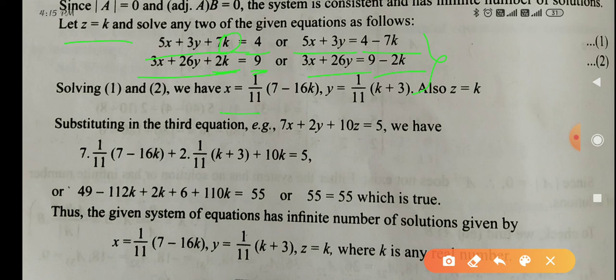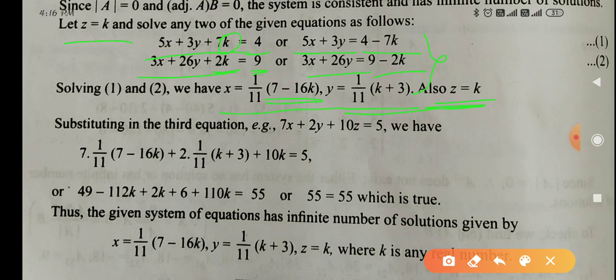After solving, x comes out by the elimination method; you can solve by the elimination method or the substitution method. x equals 1 upon 11 into (7 minus 16k), y equals 1 upon 11 into (k plus 3). As you solved such equations in class 9th, in the same way you solve, and z equals k. So you find three values of x, y, z in terms of k. Now we will check whether these values are correct or not.